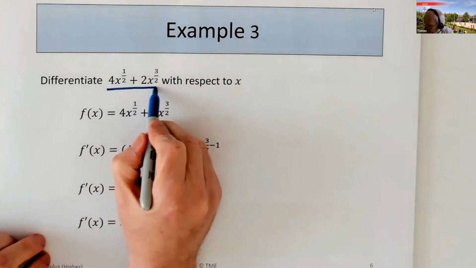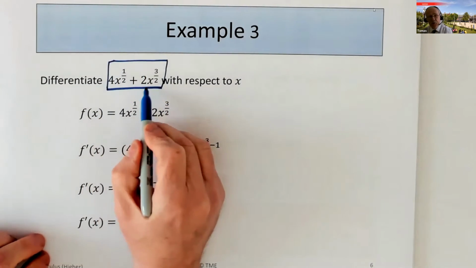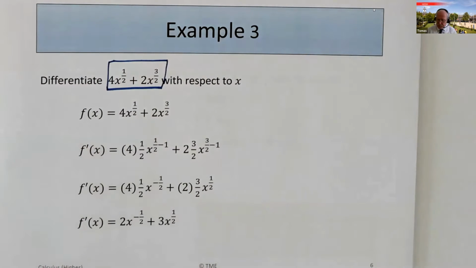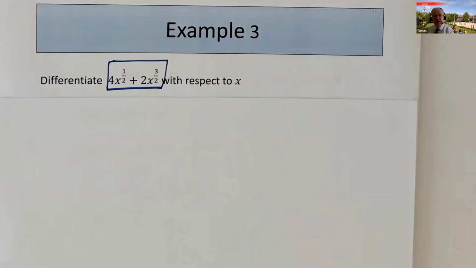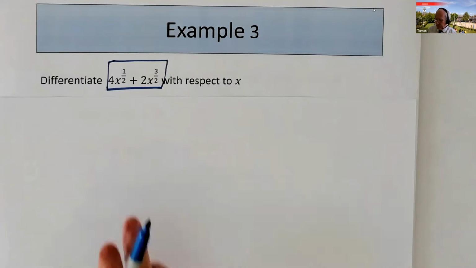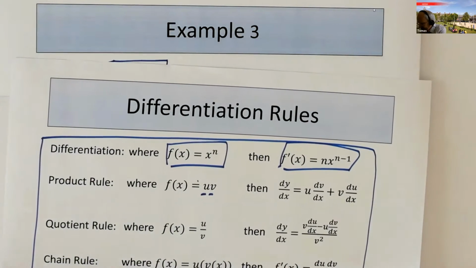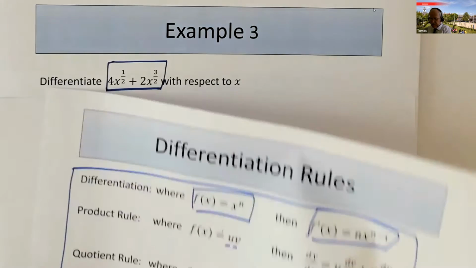Differentiate 4x to the half plus 2x to the 3 over 2 with respect to x. So how do we do that? 4x to the half, 2x to the 3 over 2. We say, this is differentiation. What does the logbook say? Oh, differentiation says if it's this, I use that. Okay?